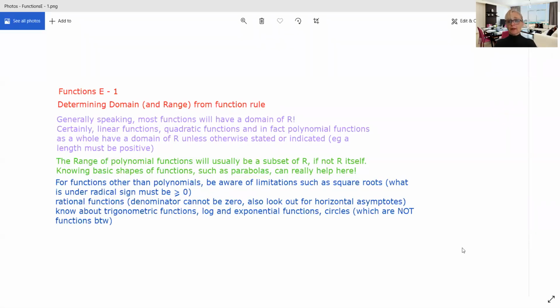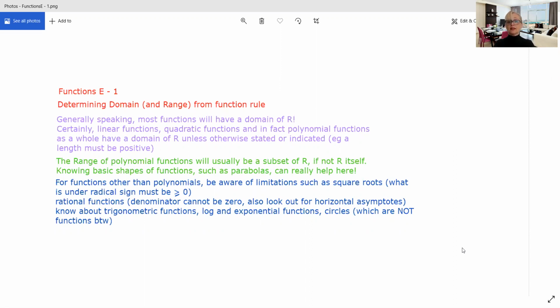We've been talking about functions and about domain and range. It's relatively easy to determine the domain and range if you're given the graph of the function or the relation. It's a little bit more tricky when you're just given the function rule. I'm going to teach you how to determine the domain and range from the function rule.